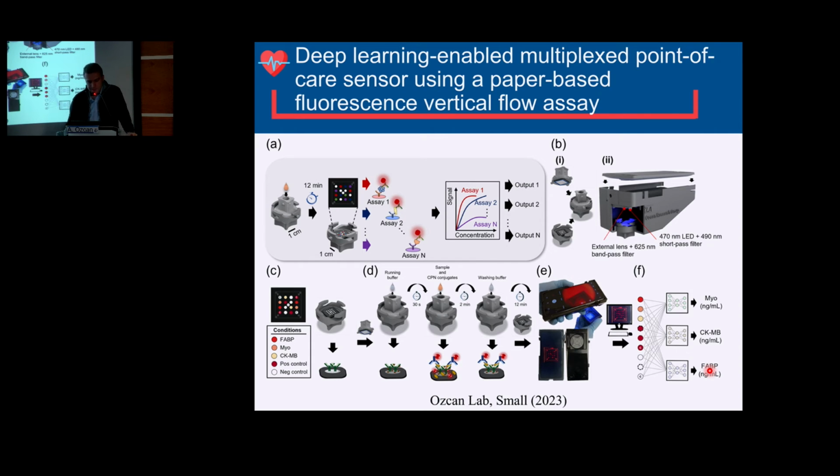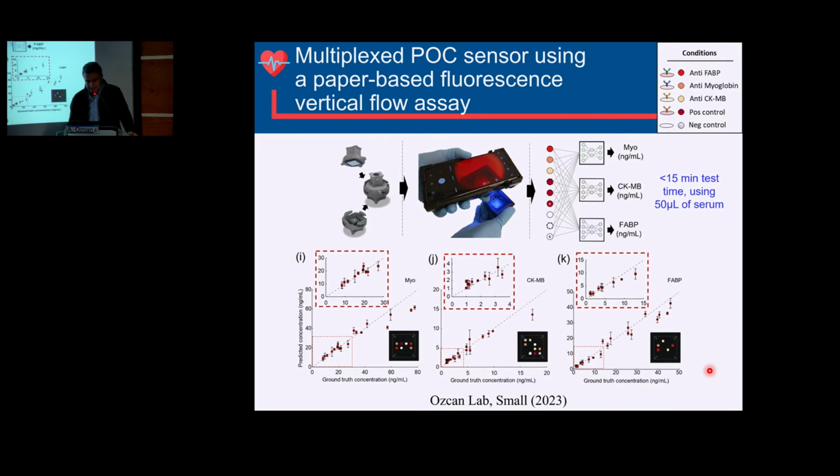So this is a multiplex assay, which uses a fluorescence system. That's why we need a reader. We're using mobile phones or handheld devices to read and quantify these. It's also based on a neural network looking into the concentration of these 3 biomarkers from a single cartridge. Less than 15 minutes, using only 50 microliters of serum sample, and you get sub-nanogram per mL sensitivity.